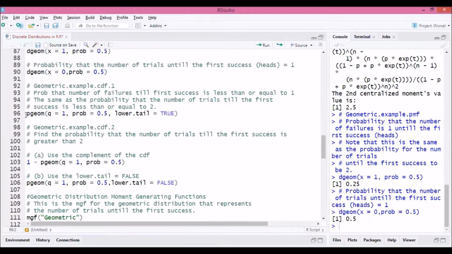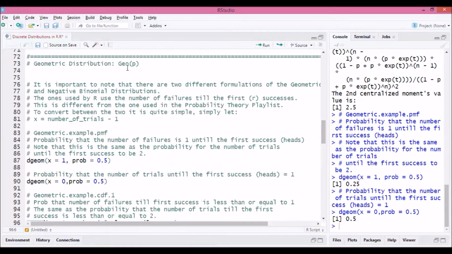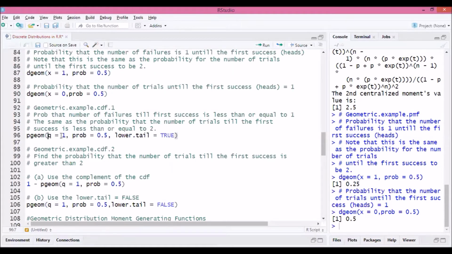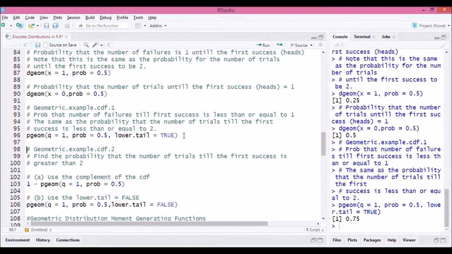So there is a function pgeom which returns the probability that the random variable x, which follows a geometric distribution with success probability of a half, is less than or equal to q, which is 1. So the probability that x is less than or equal to 1. That is for the number of failures. So if the number of failures has to be less than or equal to 1, that means the number of trials till the first success was less than or equal to 2 in the different formulation. And if we run this line of code, we find it is 0.25 plus 0.5. So it's the probability that x is 0 plus the probability that x is 1, which is equal to 0.75.